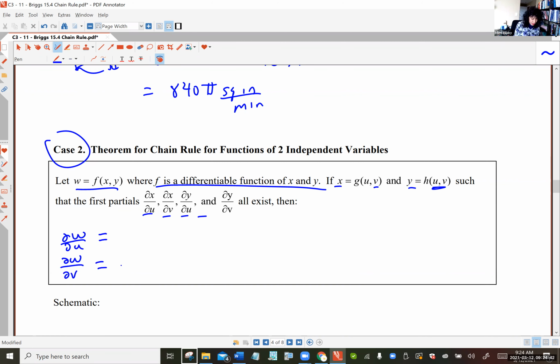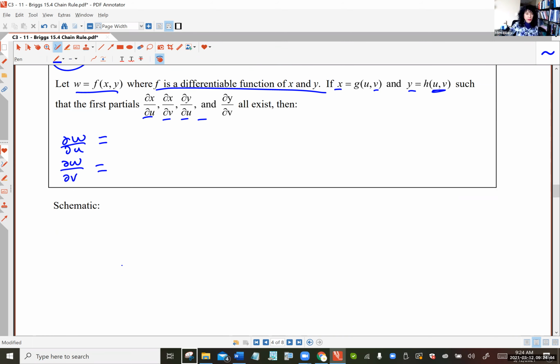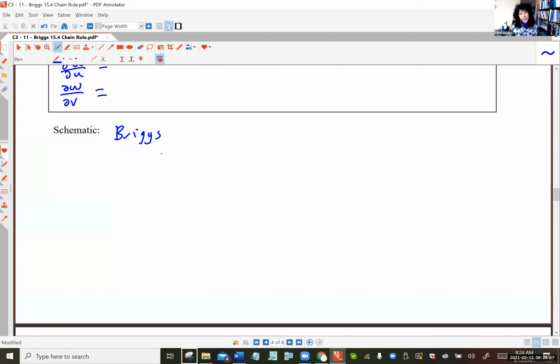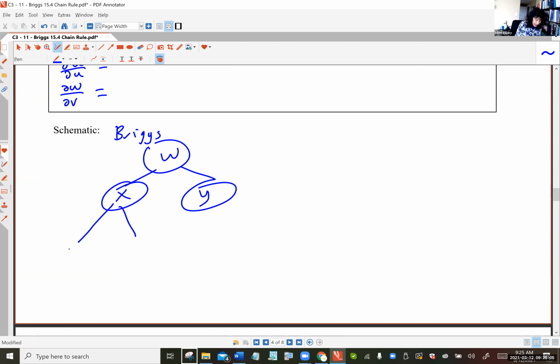So I'm going to fill in the blanks here. But before I do, I'm going to do the schematic first, because I think it's easier before I actually finish this theorem. I'll show you the Briggs schematic first, and then I'll show you my version, which of course I think is better. You know, not that I'm biased or anything, right? So Briggs, here's your W. W is a function of X and Y, and X itself is a function of U and V, and Y is also a function of U and V.